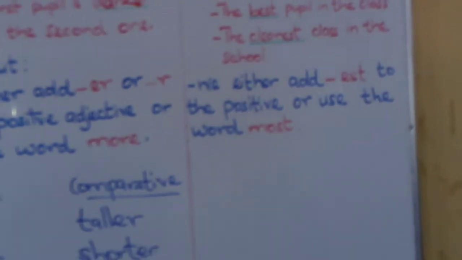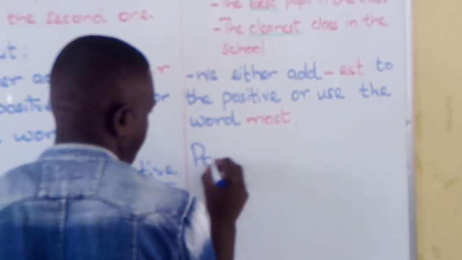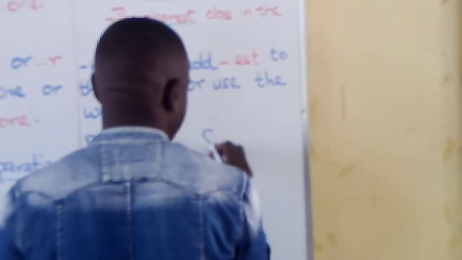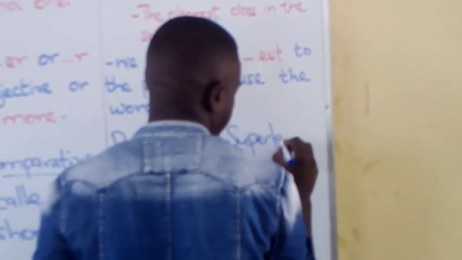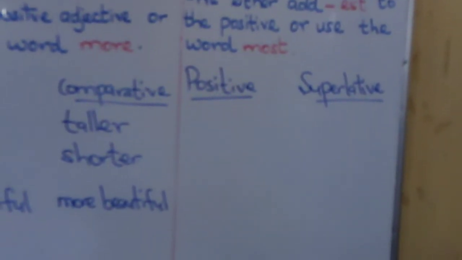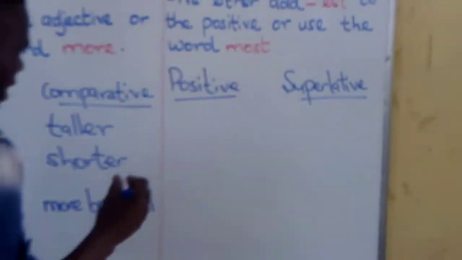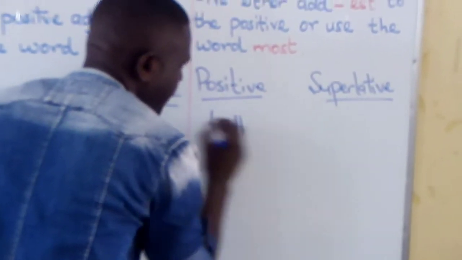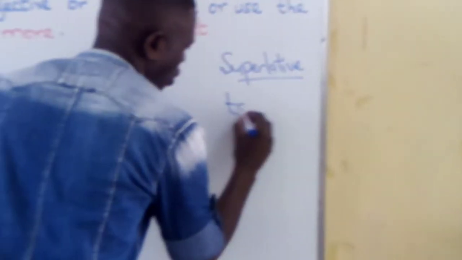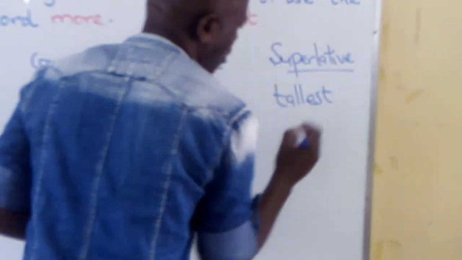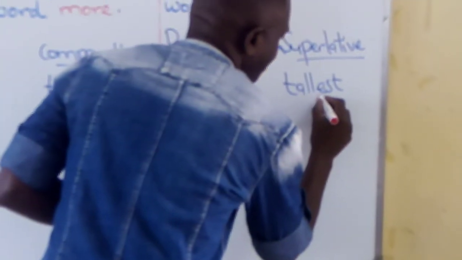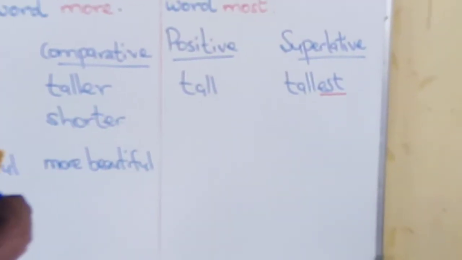Now, let's look at this. Here we have positive adjective. Then here you have superlative. We want to look at where we add est. Tall. Tall is positive. We will add est to tall to make it superlative. It will become tallest. Remember, we have added est to make it a superlative degree.